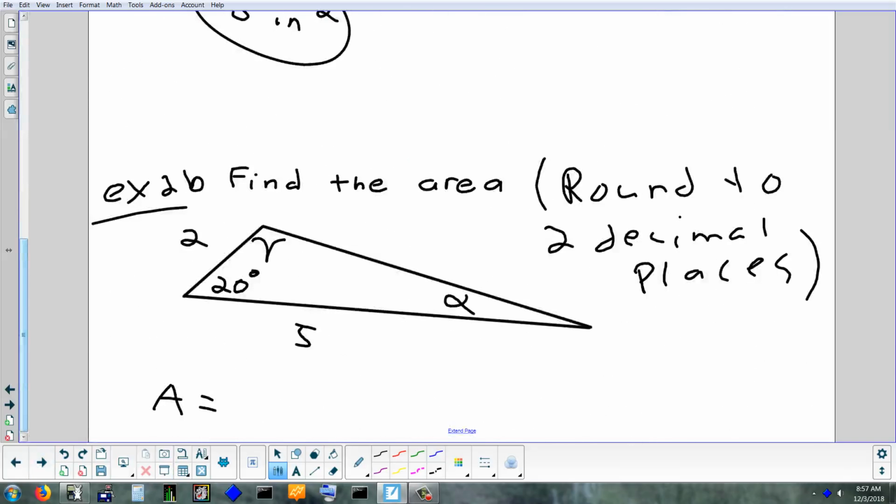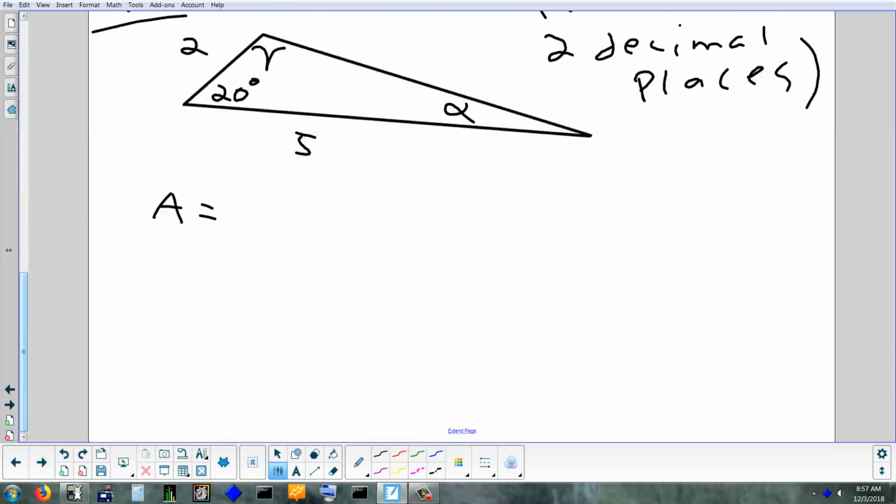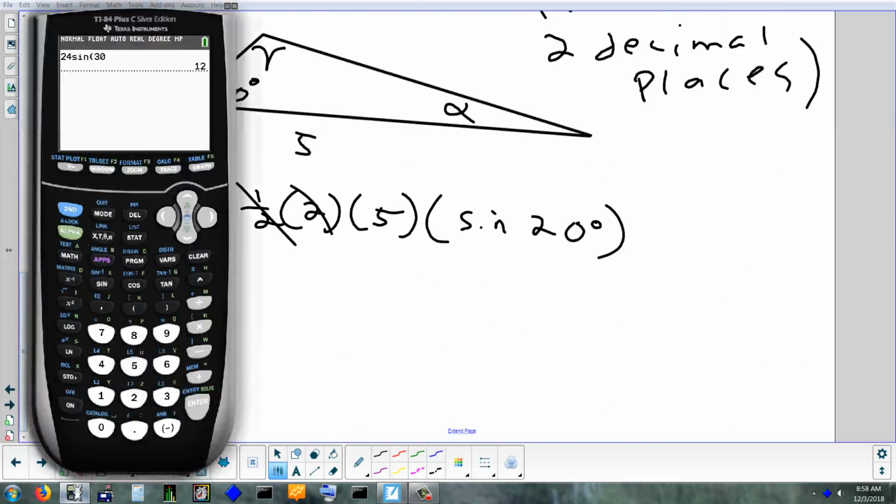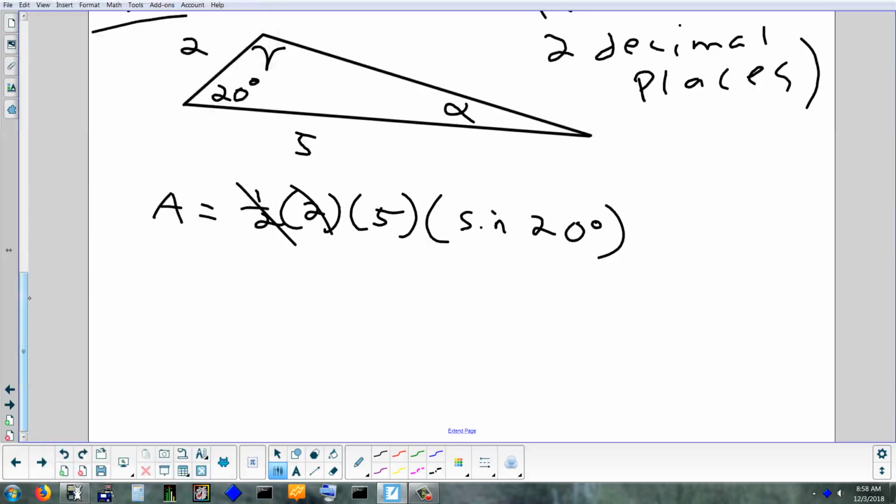Okay, so we'll set it up. Mike, can you set that one up for me to find the area? 1/2 times 2 times 5 sine of 20. Yep. And if you want to do what's in front first, you can. Half of 2 is 1, so that cancels out. So all you're left with is 5 times the sine of 20. They said round to 2 decimal places, so if I round that properly, what would my answer be? Joe? 1.71. Yep, 1.71. And what about the label on this one? Units squared. Yep, units squared.